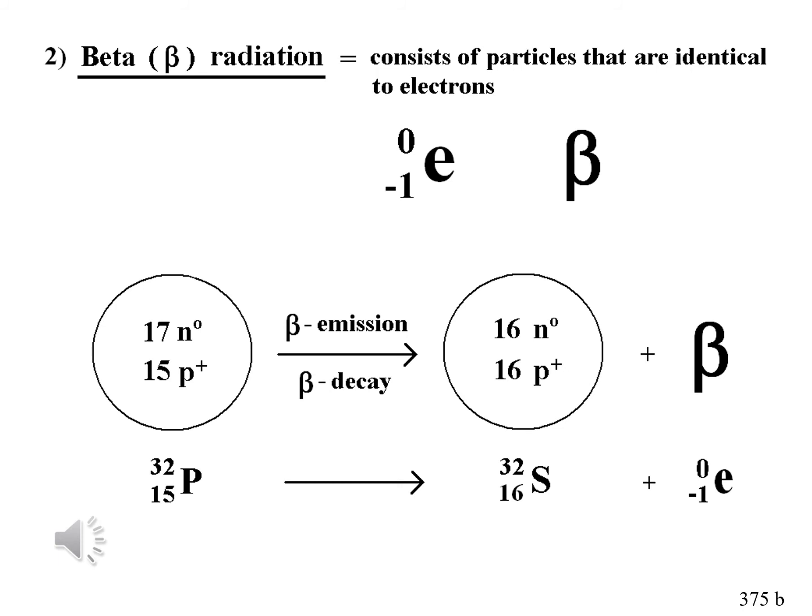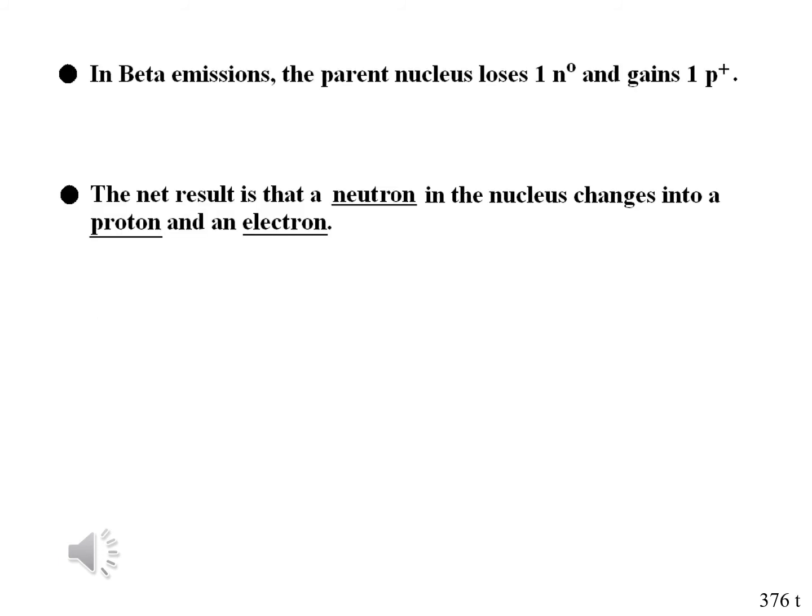So the question is, what actually happened to the nucleus when the beta came off? Well, you started with 17 neutrons, and now you have 16. So you lost 1 neutron. And you started with 15 protons, and now you have 16, so you gained a proton. My question is, would it work if, in the process of giving off the beta, you actually converted a neutron in the nucleus into a proton? Then you would have 1 less neutron and 1 more proton. And that's what scientists believe actually happens in beta emission.